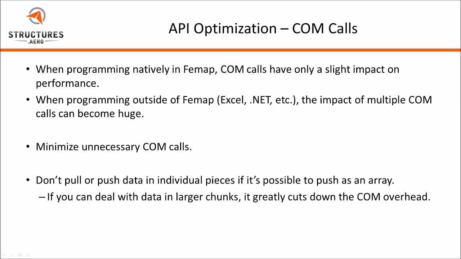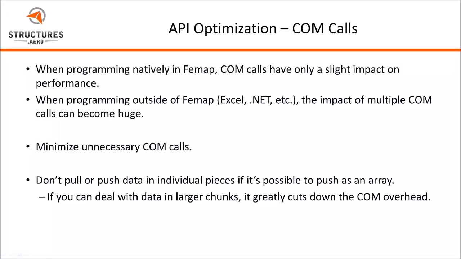And then finally, when we go to the array-based, you don't want to try and either pull or push data over a COM interface if it's possible to do it as an array. Most functions in the Femap API, not all, but most have array-based features. So for example, that set.GetArray. There's also a put array, and they exist for all kinds of different things. There's one for element, one for property.